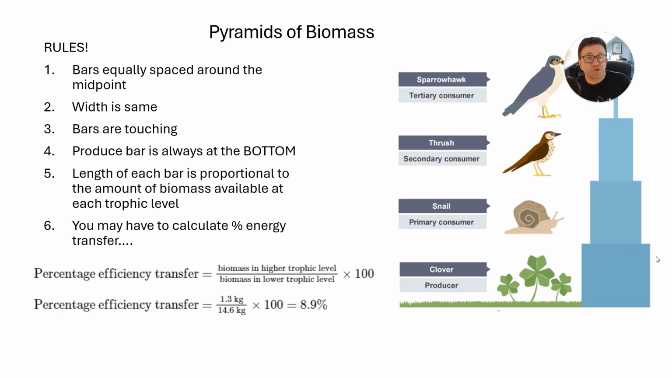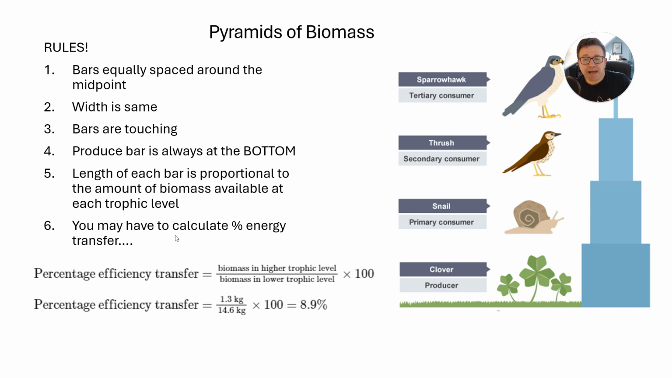Remember, if you're going to draw it, because they might ask you to draw it, take a ruler. You need to check that the bars are equally spaced around a midpoint. You can't see the midpoint on there, but they need to be equally spaced, one side and the other. Width is always the same. Bars are touching. Producer bar is always at the bottom. So producer is always a plant. Could be a microbe, it could be a fungi or something like that, but it's usually a plant. Length of each bar is proportional to the amount of biomass available.